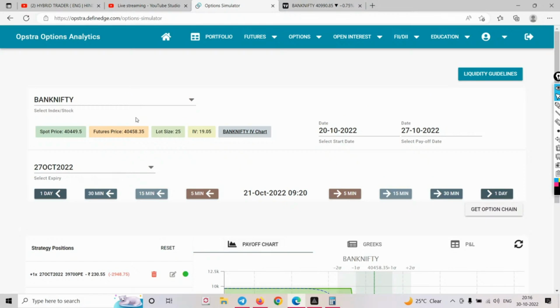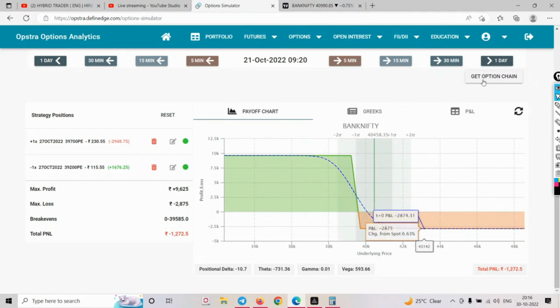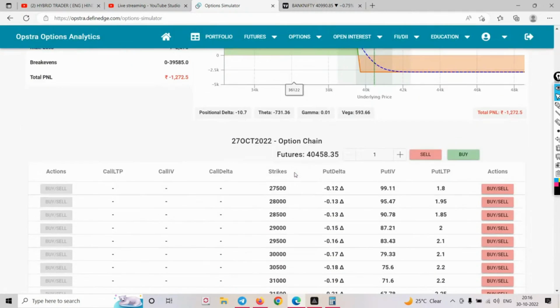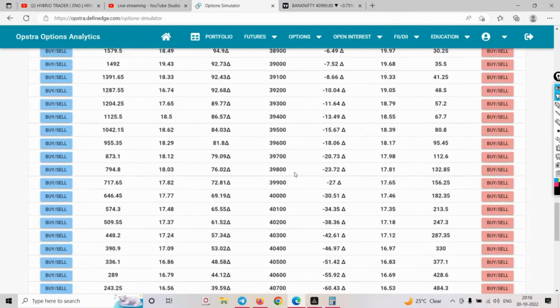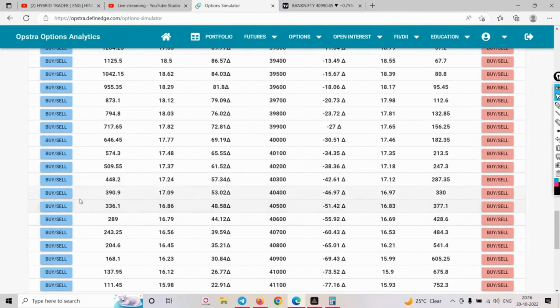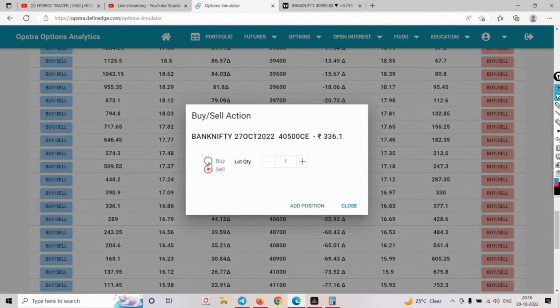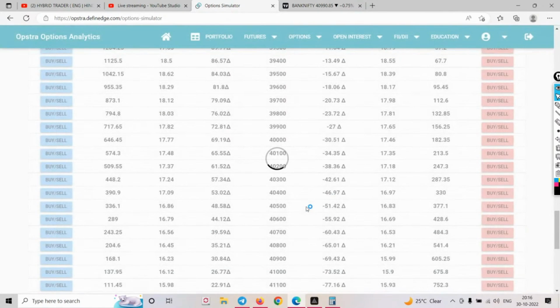Now the market stands at almost 40,458. The futures start at 40,000. So what I'll try to do, I'll just go to the option chain and try to buy 40,500. Simple friends, stay with me, I'll let you know. So I'll try to buy 40,500, a naked buy. Simple, one naked buy.